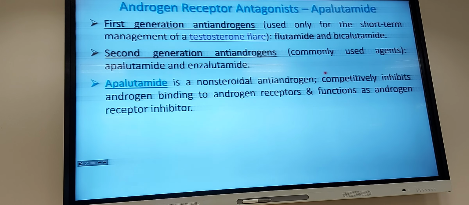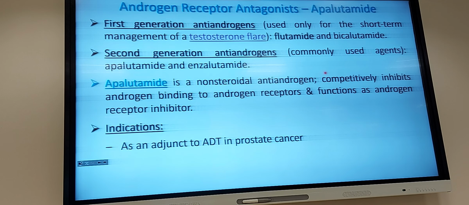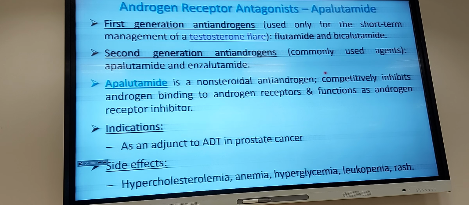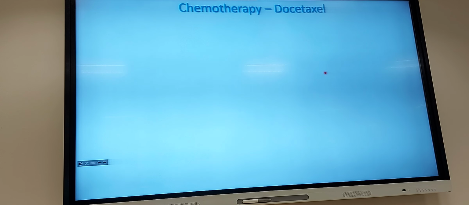This apalutamide is a non-steroidal anti-androgen. It competitively inhibits androgen binding to androgen receptors. It functions as an androgen receptor blocker. Again, as an adjunct to ADT in prostate cancer. That's where we use it, and these are side effects you don't need to worry about.